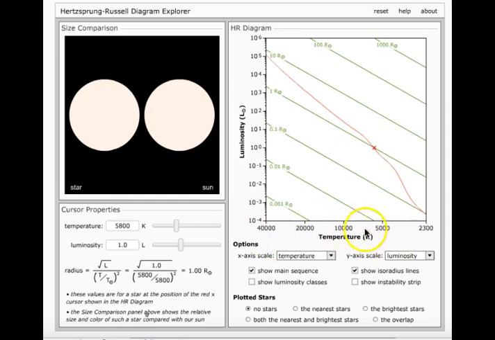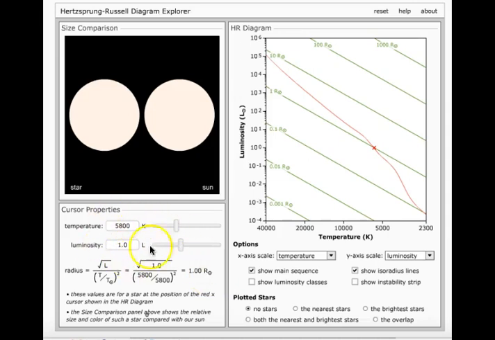So the surface temperature is plotted here, and at 5,800 Kelvin and luminosity 1 solar luminosity, you have the sun already plotted. And here on the left, it tells you what the properties of the star are at that point on the plot. So the temperature of the surface of the sun, 5,800 Kelvin, luminosity 1 times the luminosity of the sun, and using the temperature and the luminosity, you can calculate what the size of that object must be. And so the sun is 1 solar radius. This symbol R sun or R star is the symbol for multiples of the sun's radius.